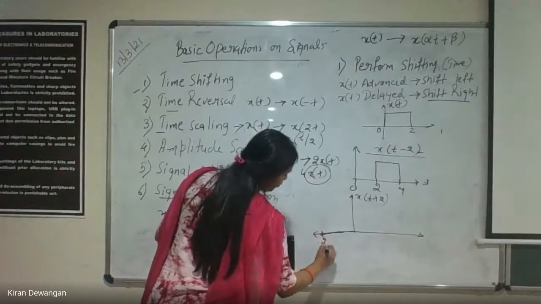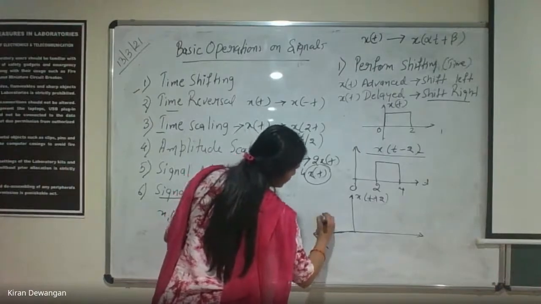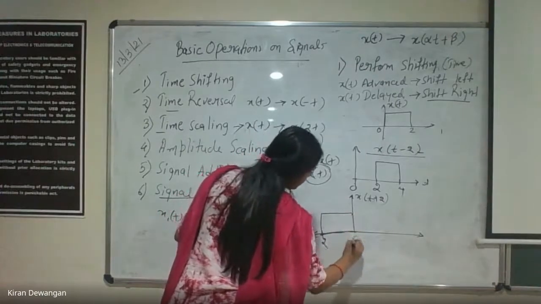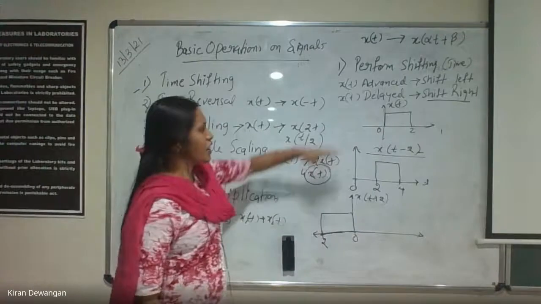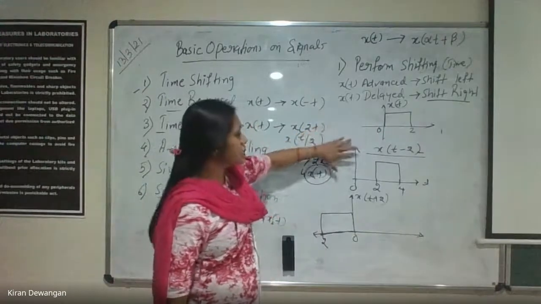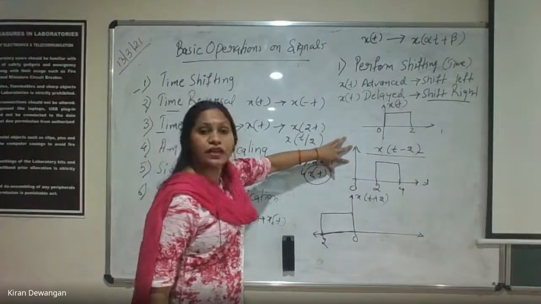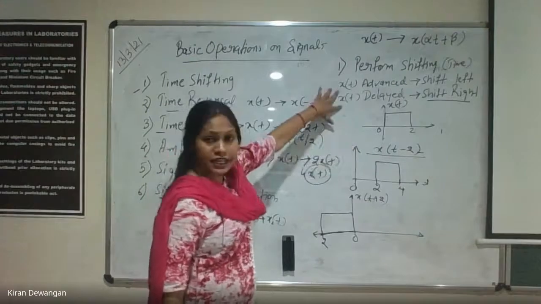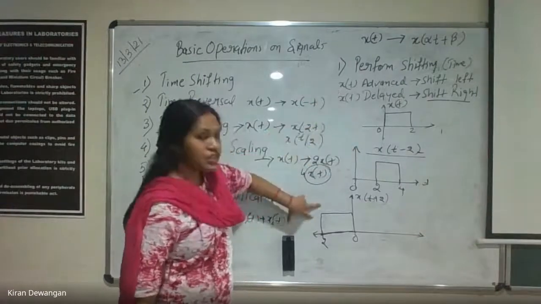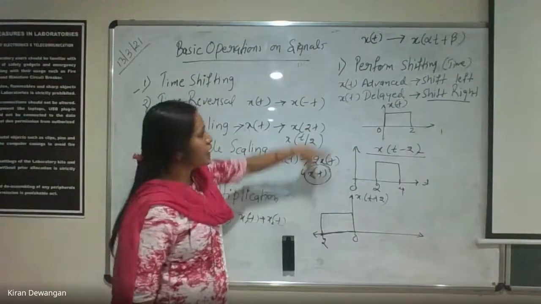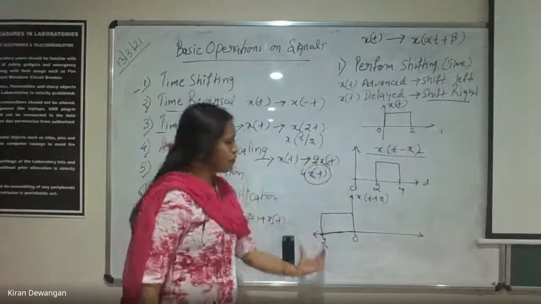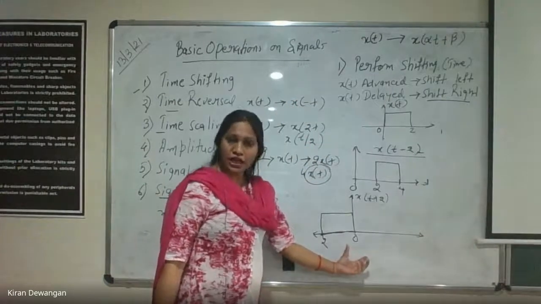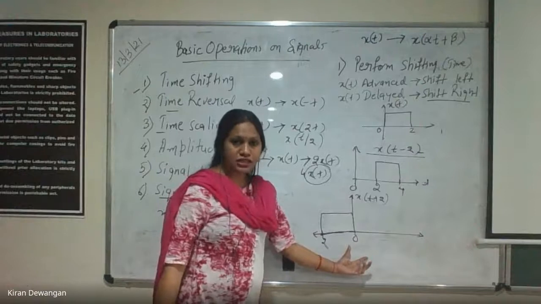That is from 2. It will start at 2 and it will end up at 0. This is my original xt. This is the shift right, that is delayed, and this is shift left, that is advanced. मतलब ये पहले start हो जा रहा है. So that is the reason we call it an advanced signal.